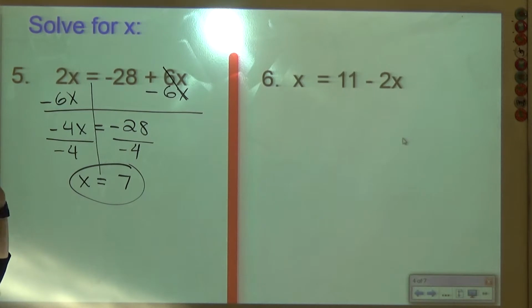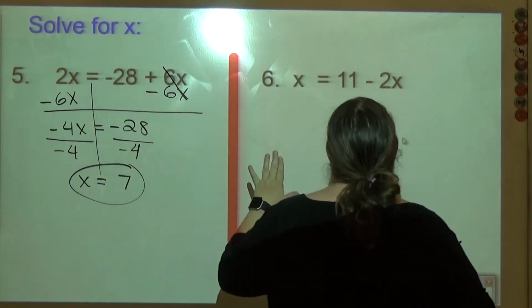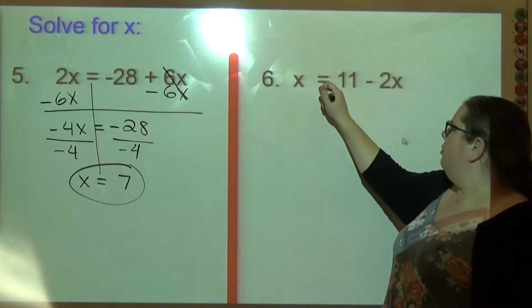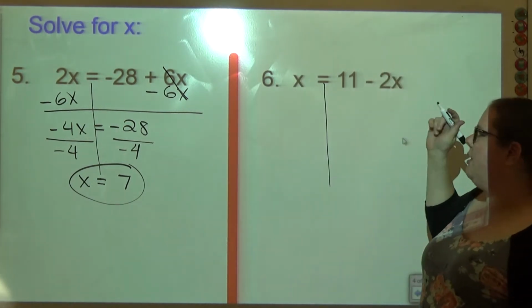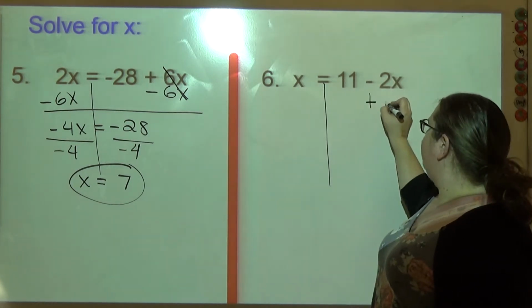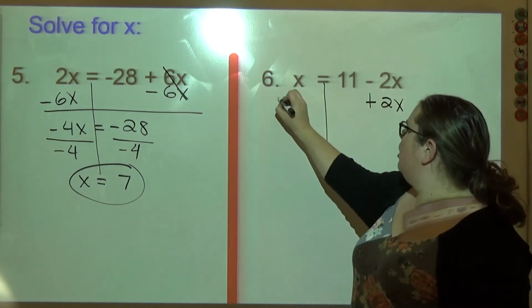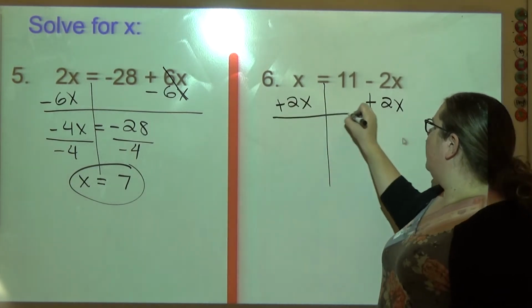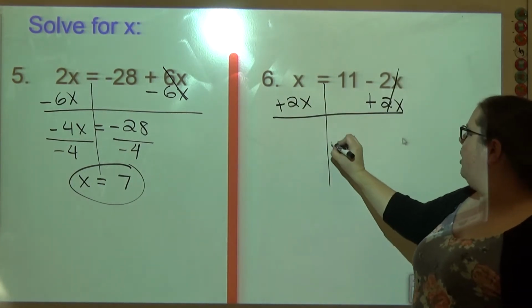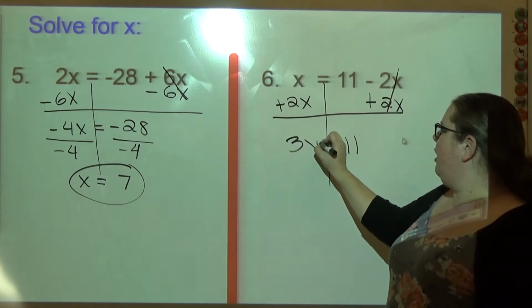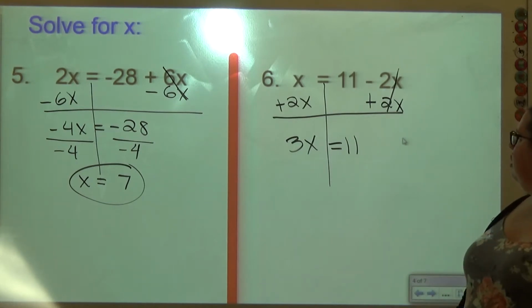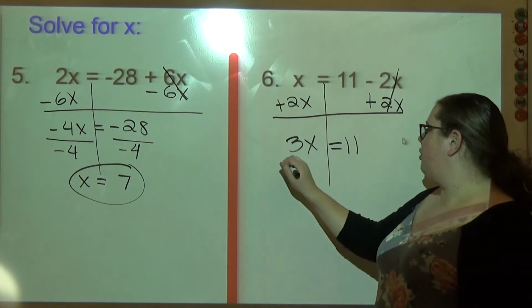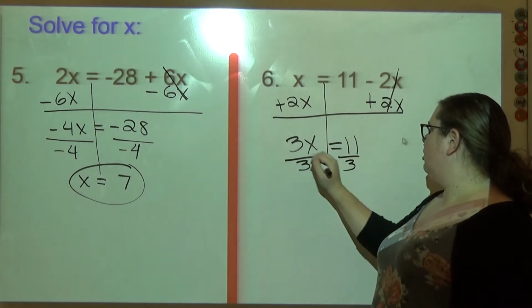All right, number 6, try that on your own. Again, this x is already on its own, so I'm going to move the 2x over. This 2x is already negative anyways, it's the smaller one. So the opposite of minus is plus. I'm going to add 2x to both sides. 11 equals 3x. Uh-oh. Did we do something wrong? No, we didn't. It's okay. We are going to get a fraction. It's not a big deal.